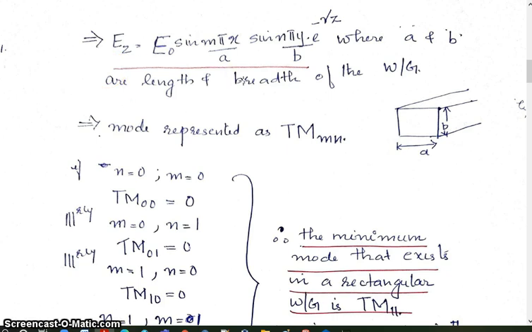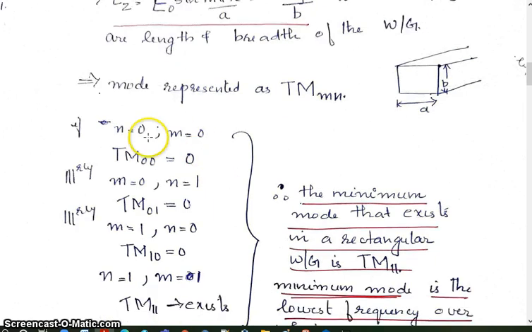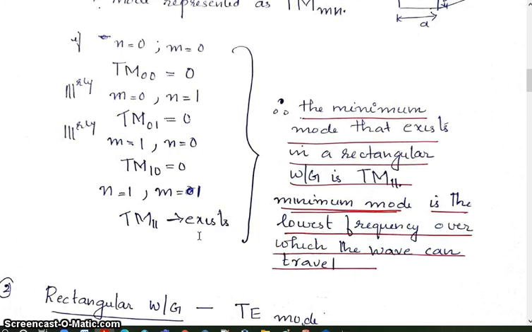That means this is against the rule of TM mode, because according to the TM mode definition, there should be a component for the electric field along the Z axis. So we can say the rectangular waveguide will not support TM00. Similarly, if m is equal to 0 and n equal to 1, you will get the Ez value equal to 0, which is also not supported by the rectangular waveguide. Similarly, when m is equal to 1 and n is equal to 0, the Ez value is also equal to 0, which is not supported by the rectangular waveguide.